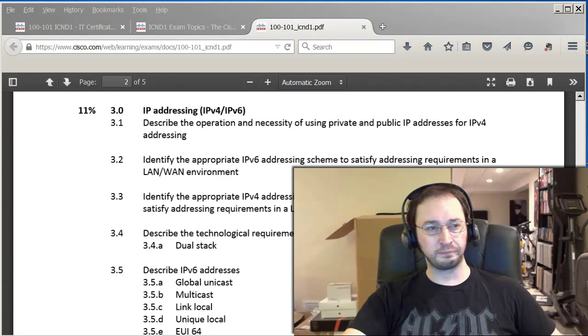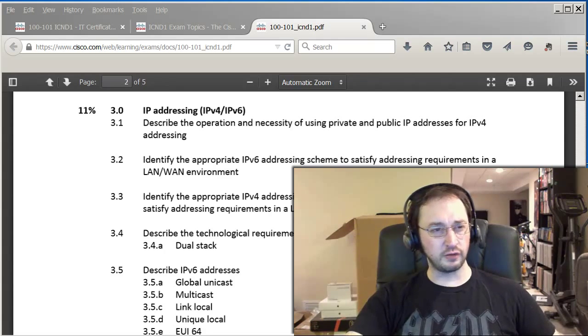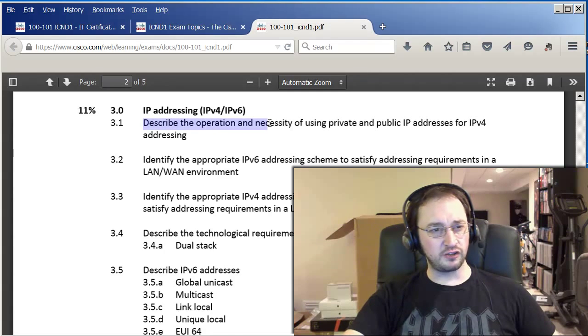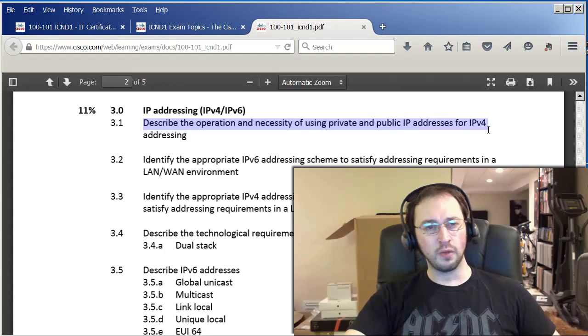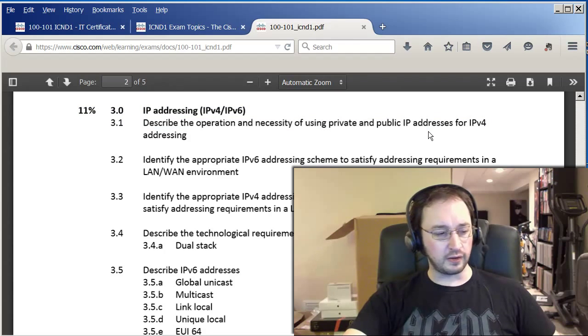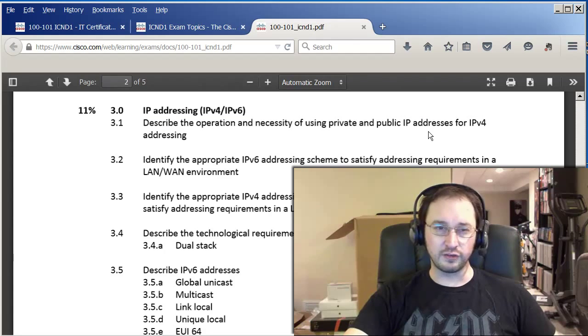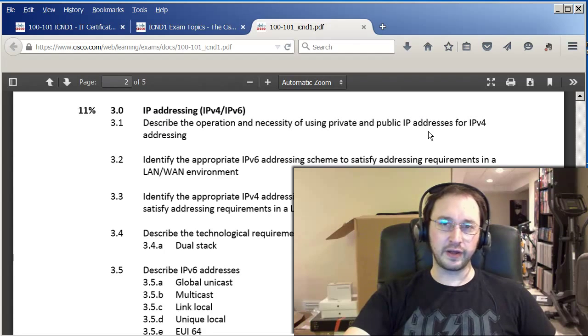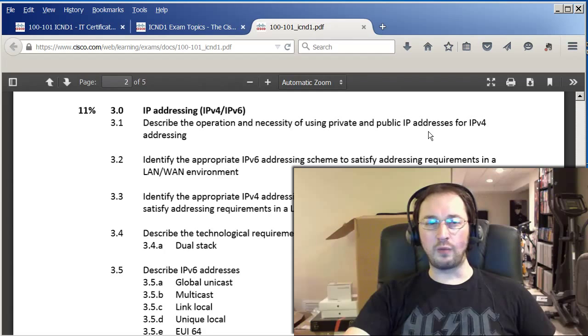So let's jump in here. We've got IP addressing for IPv4 and IPv6. So let's see, we've got describe the operation and necessity of using private and public IP addresses for IPv4. So it seems pretty straightforward. What I would say there, you're probably looking at things like IP address classes. You're probably looking at things like understanding why we have private IP addresses in the first place, what the private IP address ranges are. If you're not sure what those are, look up RFC 1918.